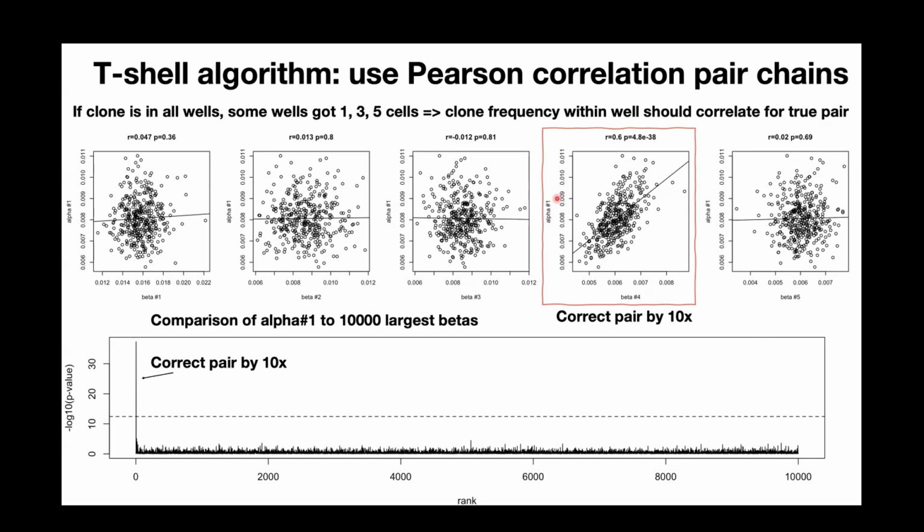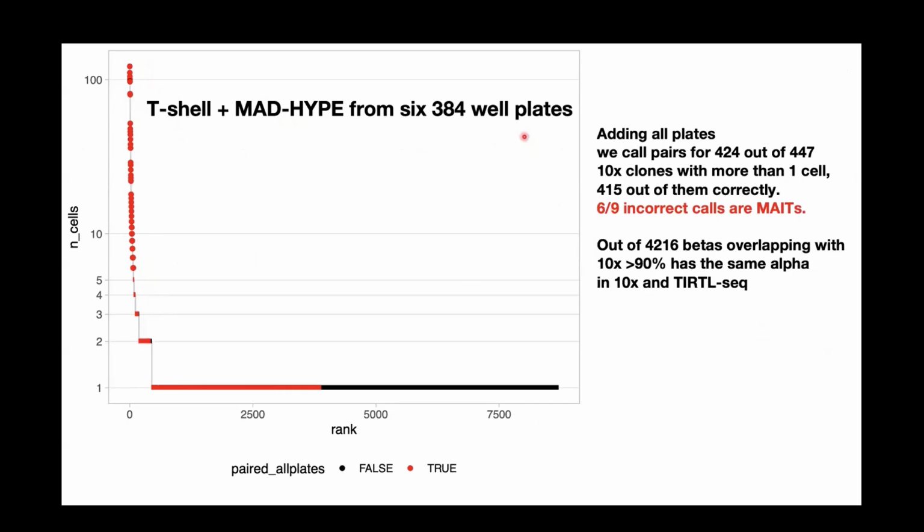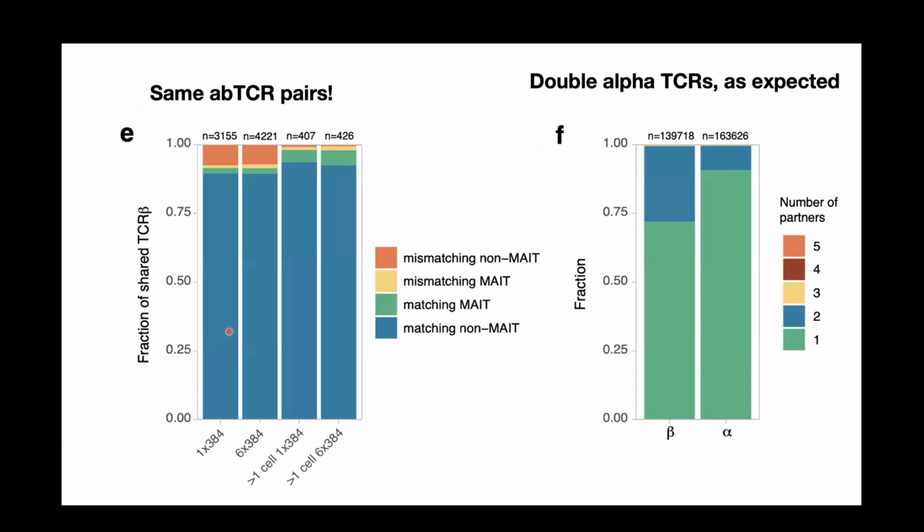And in many cases, you care about the biggest clones because these are expanding cells, which probably recognize the current antigen. And then if we combine both the T-shell and MetHype algorithms, we see that we now cover the big clones as well. And this is just 1 plate. We did 6 plates. You could extend it. Again, you see that the vast majority of clone matches have exactly the same pair between 10x and TIRTL-seq, and you also extend coverage a bit. And this is just a representation of the same: a comparison between 10x and TIRTL-seq, and the amount of pairs where you have exactly the same matching alpha beta pair between 10x and TIRTL-seq.